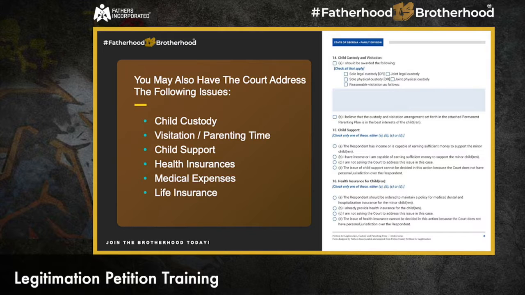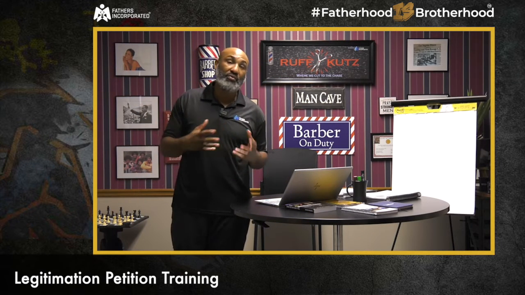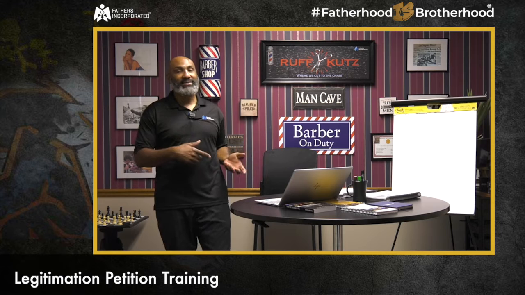Or reasonable visitation. So if you have a specific parenting plan or specific custody that you want to see in this outcome, make sure you indicate that under reasonable visitation. All right. And lastly, item B, I believe that the custody and visitation arrangement set forth in the attached permanent parenting plan is in the best interest of the children. So if you and mom come up with some type of parenting plan that you both agree with, make sure you attach that with this petition.